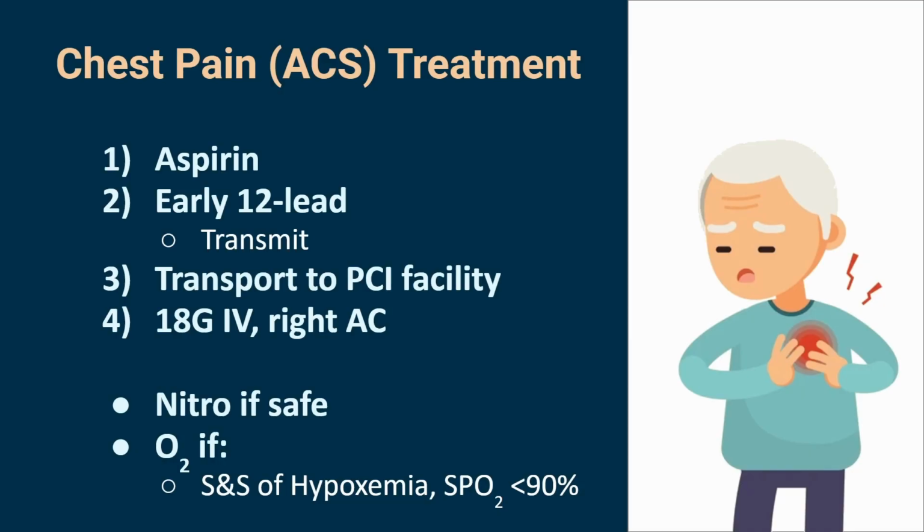Basically, your chest pain treatment needs to work this algorithm. I want aspirin as soon as I know I can, never at the cost of ABCs. ABCs are still important. And an early 12 lead.